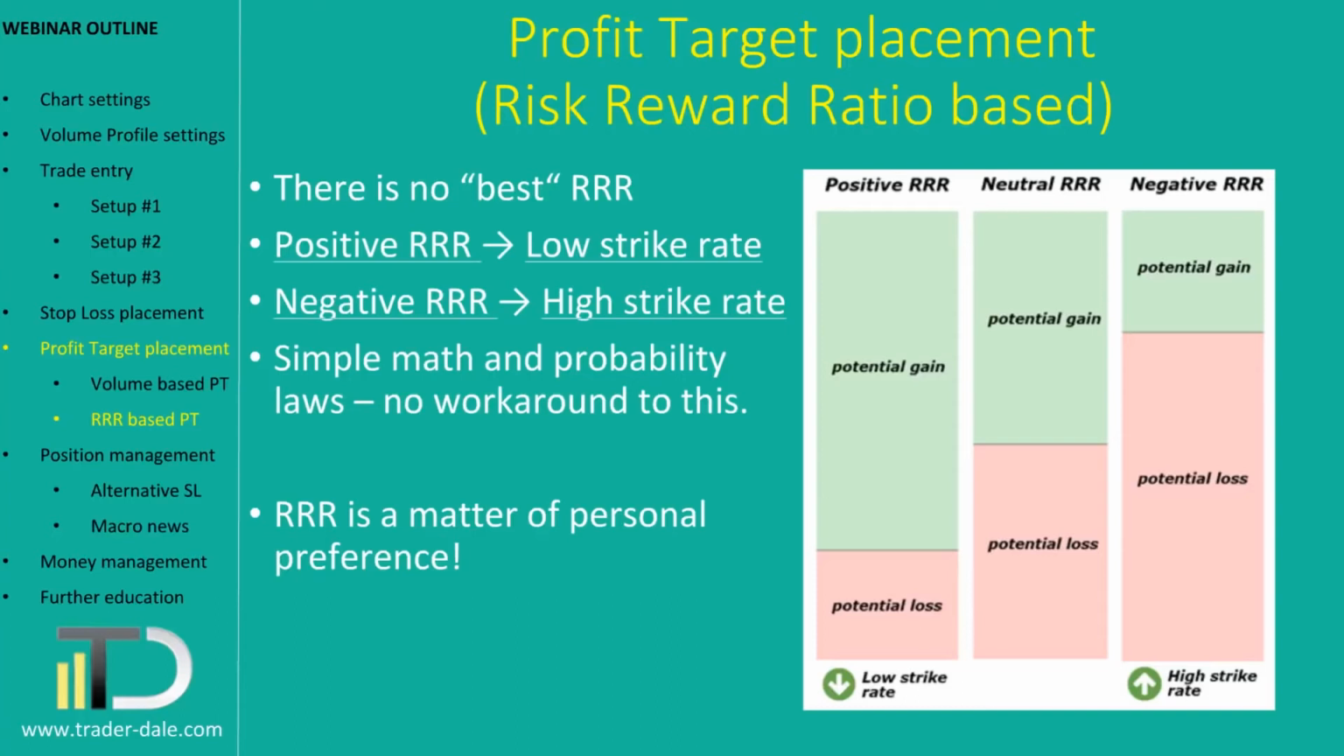But those are kind of two extremes. I personally prefer the neutral risk-reward ratio, where the potential gain is very close to the potential loss, or they are the same. But the thing I wanted to say today is that this is just simple math and probability. There is no workaround to this. There is not best risk-reward ratio. Either you are going to have positive risk-reward ratio with low strike rate, or negative risk-reward ratio with high strike rate. This is just a matter of personal preference. There is no best risk-reward ratio.